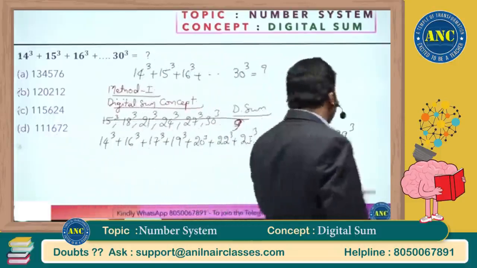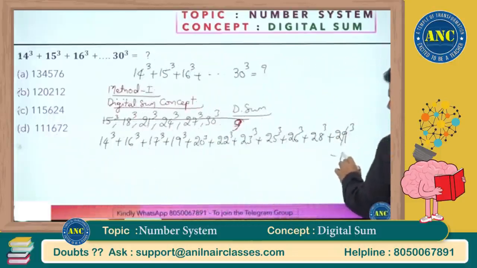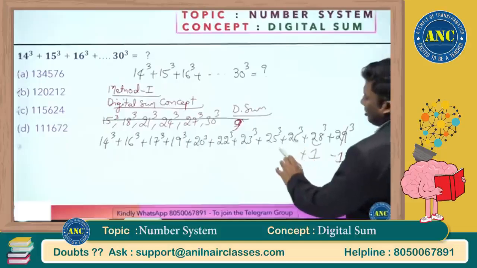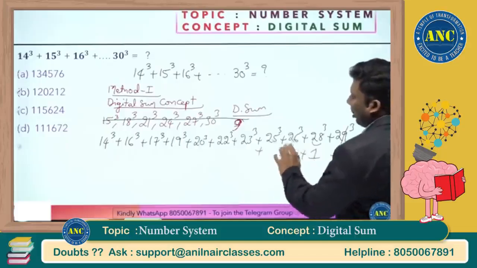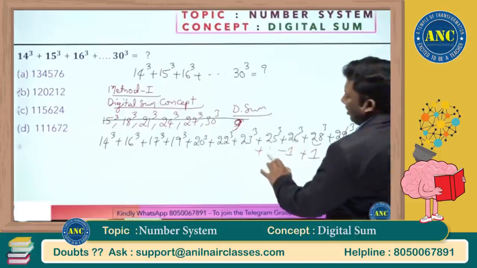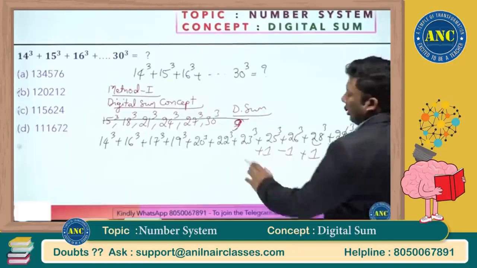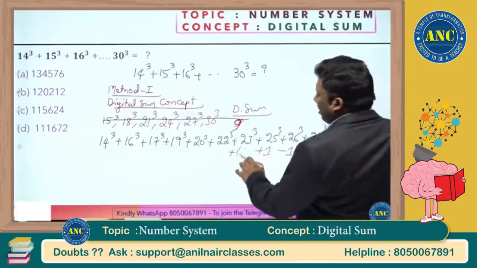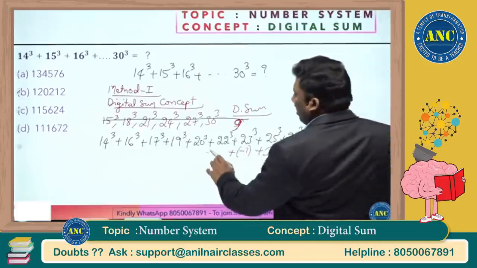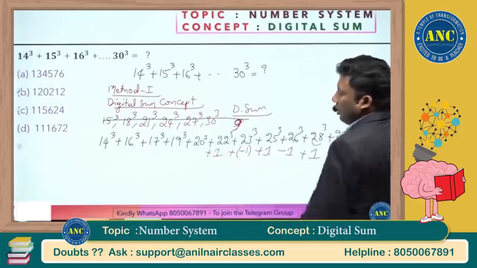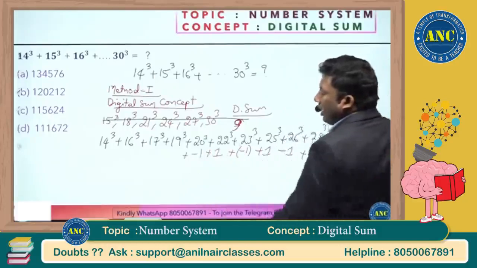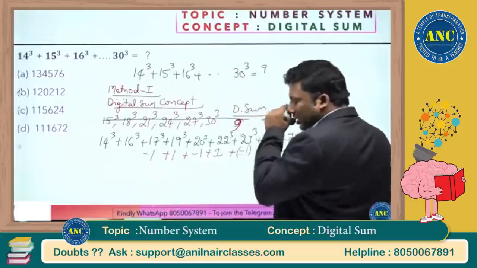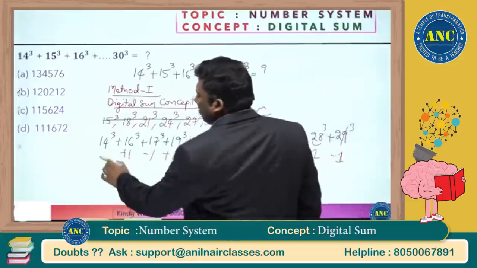Now we will go one by one. 2 cube is 8, 8 by 9 is minus 1. 28: 2 plus 8 is 10, it is 1. 25: 2 plus 5 is 7. 7 cube is 343, which is 1. 26: 2 plus 6 is 8, 8 cube is 512, which is minus 1. 23: 2 plus 3 is 5. 5 cube is 125, 1 plus 2 plus 5 is 8, so minus 1. 22: 2 plus 2 is 4. 4 cube is 64, which is 1. 20: 2 cube is minus 1. 19: 1 plus 9 is 10, it is 1. 17: 8 cube 512, which is minus 1. 16: 7 cube 343, it is plus 1.